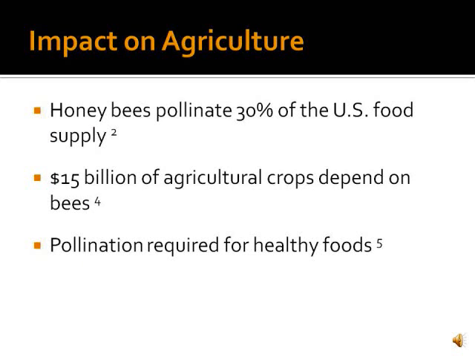1/3 of the food grown in the U.S. is dependent on pollination from honeybees, which amounts to the economic impact of $15 billion. Unfortunately, pollination is required for healthy foods, such as apples, almonds, and pumpkins. Colony collapse disorder may have raised their prices if foreign trade for honeybees had not begun.